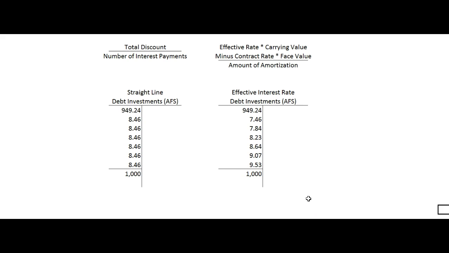Or if you like T accounts, and for God's sake, who doesn't love T accounts, we do the same thing as we did in the straight line method. We just go at a different pace. $949.24 plus the amortization of the discount, we end up at $1,000.